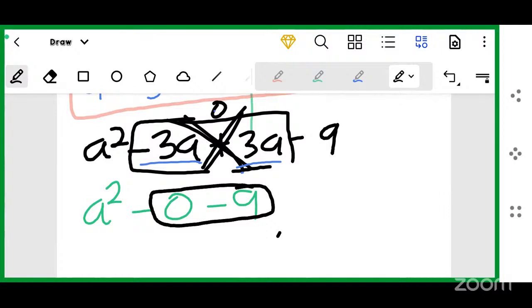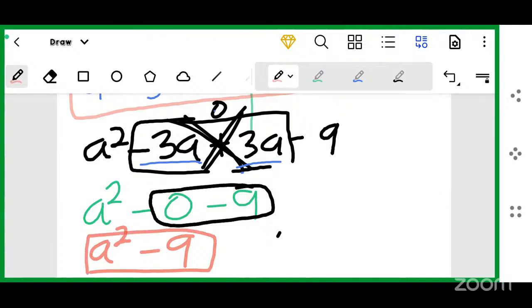Perfect. Yeah, I'm happy we are all agreeing. So it's going to be a to the power of 2 minus 9. That's going to be your answer. Are we okay? Yes, ma'am. Okay, so let me do another example and then give you one to do on your side.